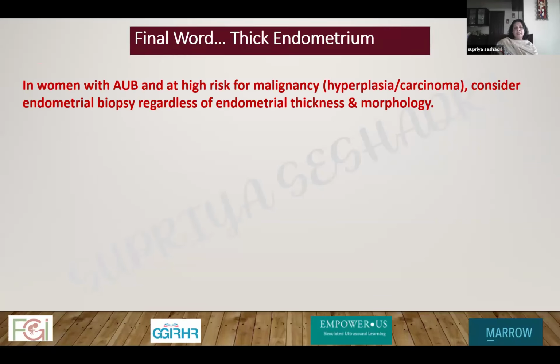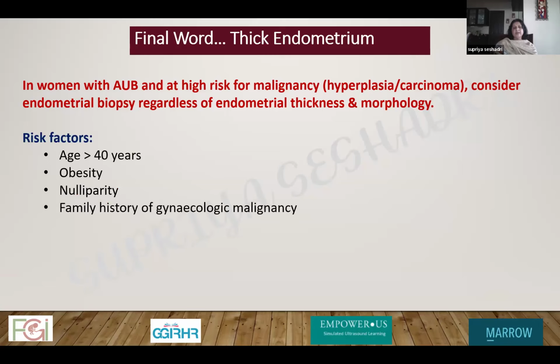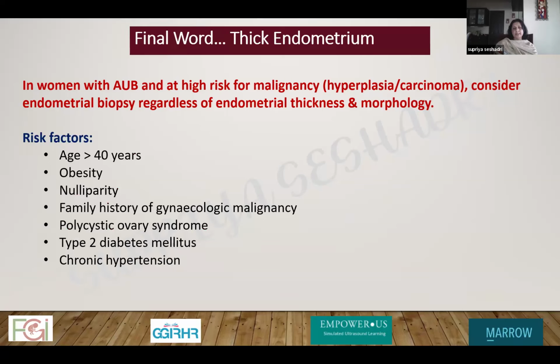In women with AUB and at a high risk for malignancy, be it either hyperplasia or carcinoma, consider endometrial biopsy regardless of endometrial thickness and morphology. So what are the risk factors? One is age more than 40, obesity, nulliparity, family history of gynae malignancy, polycystic ovarian syndrome, type 2 diabetes, chronic hypertension, and atypical glandular cells on pap smear.